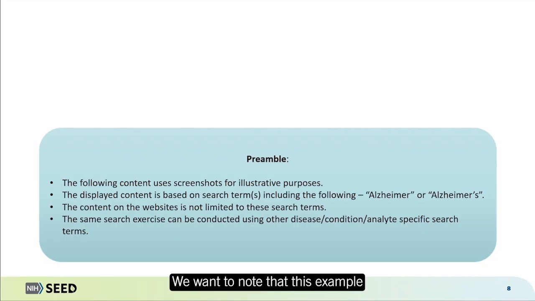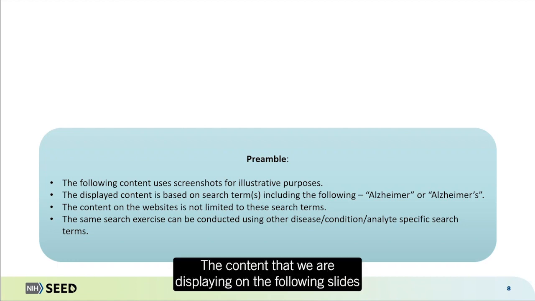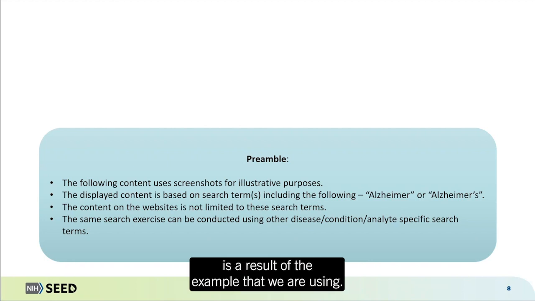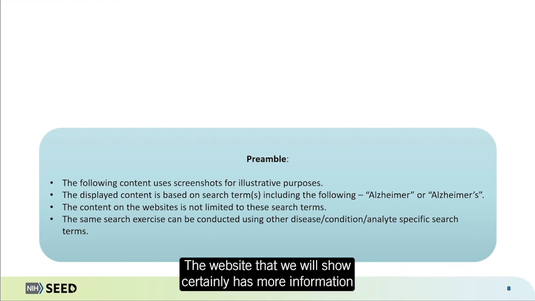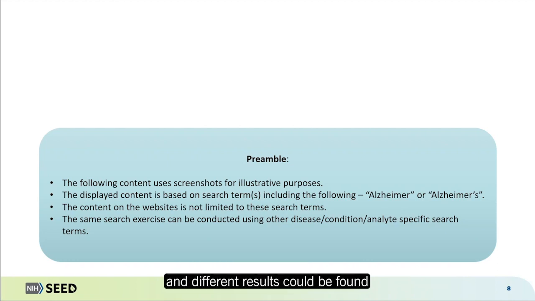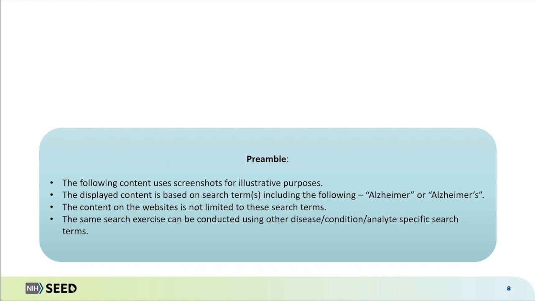We want to note that this example is for illustrative purposes. The content that we are displaying on the following slides is a result of the example that we are using. For this, we are using Alzheimer's as our search term. The website that we will show certainly has more information beyond this particular search term, and different results could be found by conducting a similar search process using a different disease condition or analyte-specific search term.